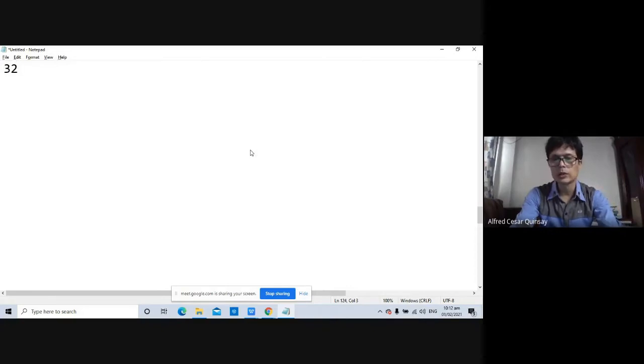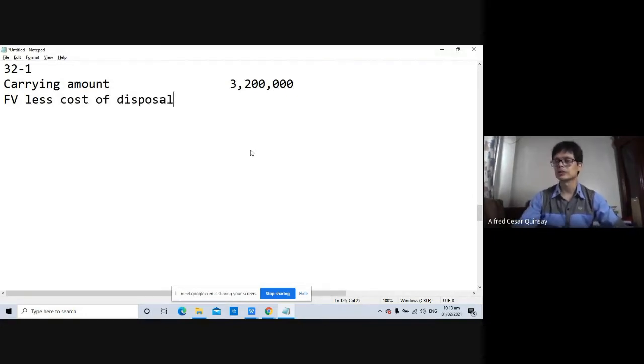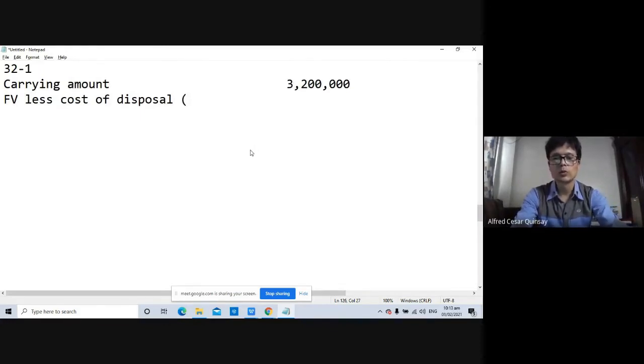So this is 32-1. Okay? So kunin natin yung carrying amount. Yung carrying amount niya is 3.2 million. Given yun. And then yung fair value less cost of disposal is how much? Nakalagay diyan 2.2 million, so 2.2 million less 200K.